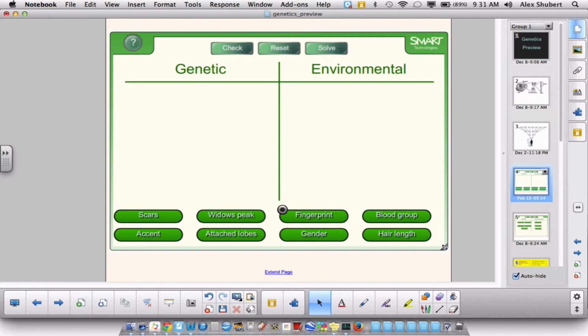Look at this T-chart. The idea is that on the left-hand side are genetic traits, and on the right side we would place environmental, meaning that these are things that you inherit, and these are things that happen to you during your lifetime as a result of something in your environment. So you don't inherit them. Let's see how well you do with some of these.